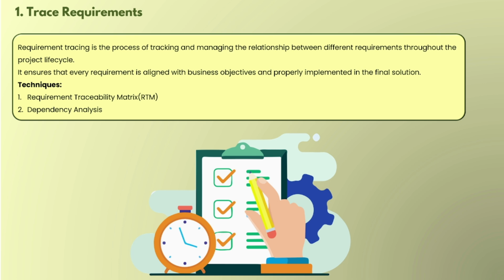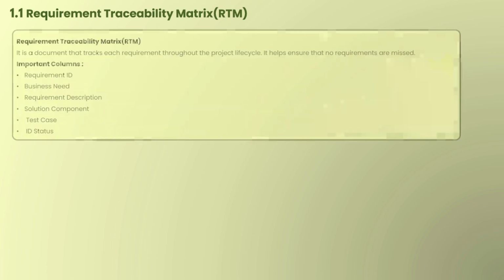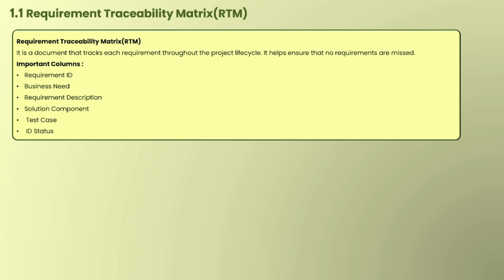So we'll see what is requirement traceability matrix and dependency analysis. Requirement traceability matrix. So we are at the first technique of tracing the requirement. Well, a requirement traceability matrix is a document that tracks each requirement throughout the project lifecycle. It helps ensure that no requirement is missed. Means we are not leaving behind any requirement.